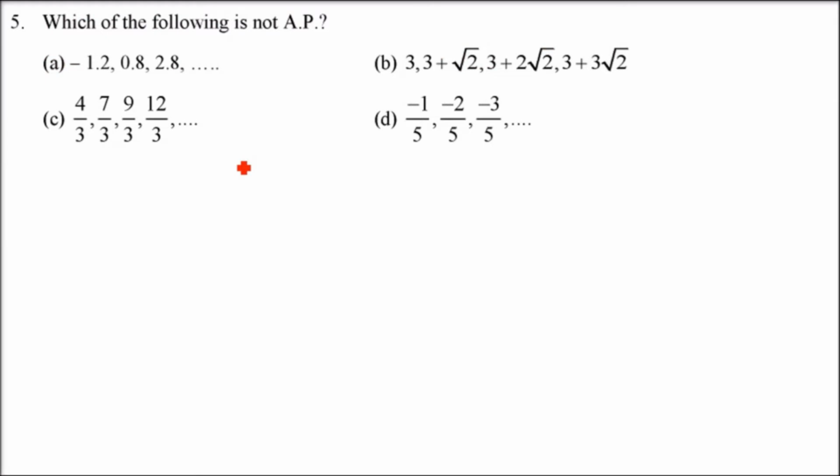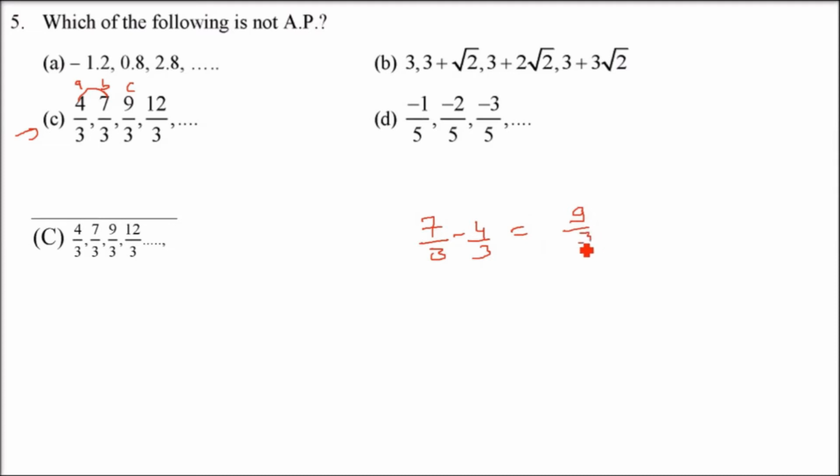Which of the following is not an AP? Now, first is the observation. If you are able to, without doing it, you can just observe and find it out. It's okay, just have an idea because you have done a question like this in your theory. So I can see in C, because the denominator is the same, 7 minus 4, I can see it's 3, and 9 minus 7, it's 2. So I can see that it is not an AP. Let us see it by doing. 7 minus 4 is 3, 3 by 3, and this is 2 by 3, 2 and 3 are not equal. So this is not an AP. But others are all AP.